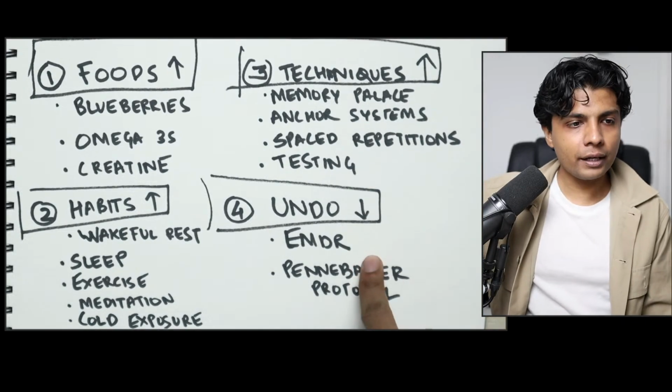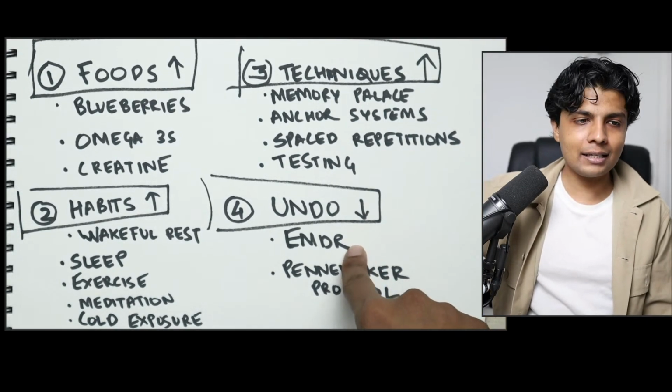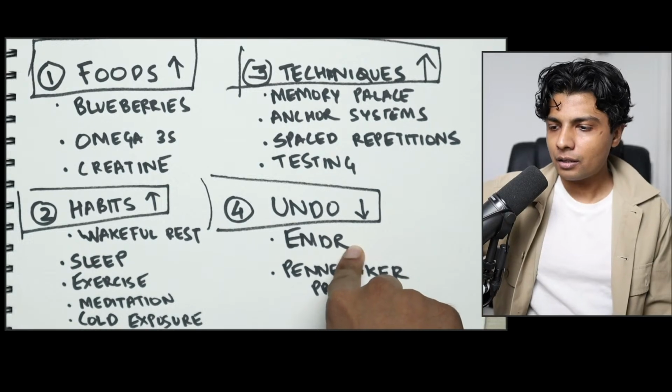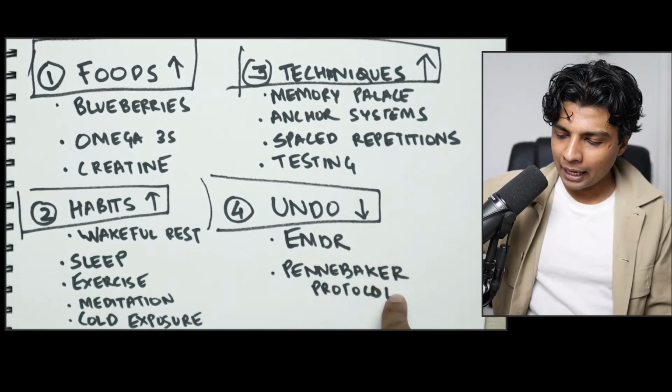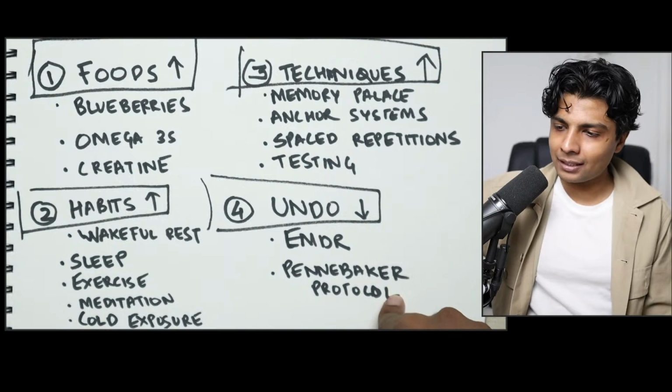So in this section, I'm going to cover two things. One is eye movement desensitization and reprocessing. This is a type of therapy, and we're going to cover the Pennebaker writing protocol.